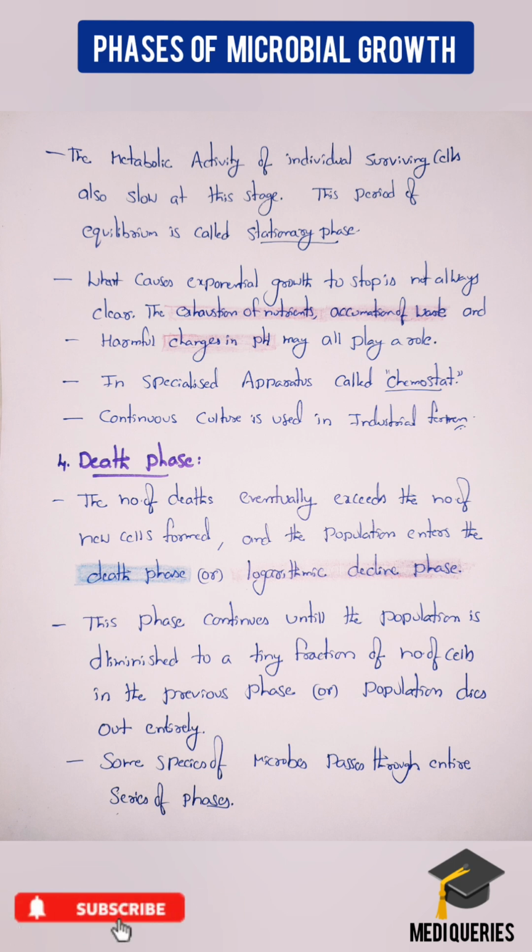So these are all the various phases of the growth of microbes, that is, lag phase, log phase, stationary phase and the death phase.